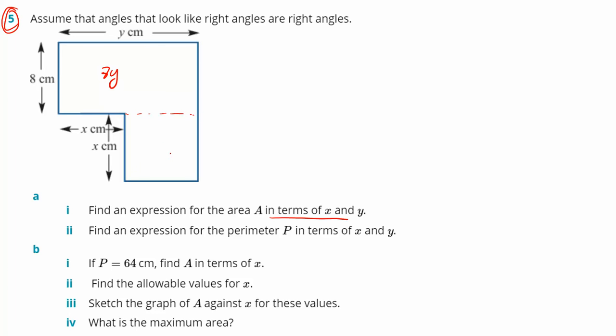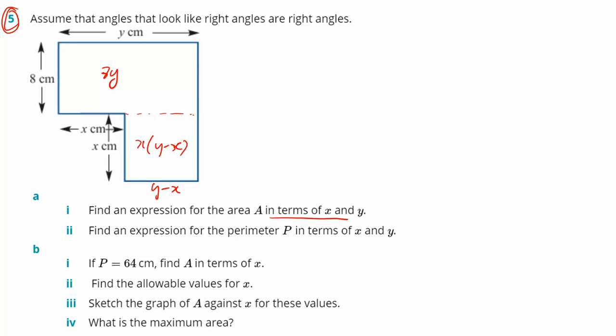The area of the second rectangle: we've got our height, we just need to know our width. We know the total here is y, and this already takes x, so the width is y minus x. The area would be x multiplied by y minus x.